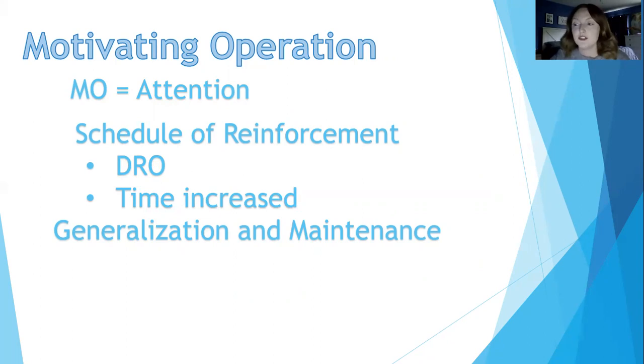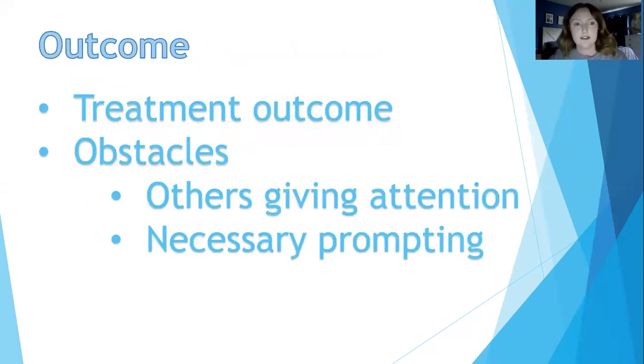This was able to generalize at home as the parents were instructed to give attention for other behaviors and ignore the inappropriate touching. This is also maintained, and currently the client has not had any instances of inappropriate touching for going on 7 months. This shows that the treatment has been effective and successful.